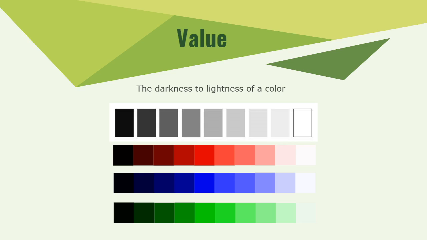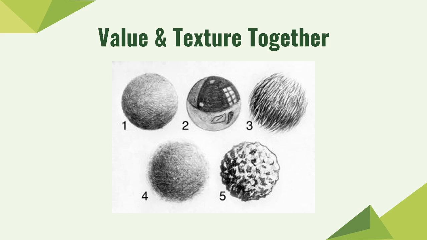And then we talked about value. This is one of the ones that I noticed in our reviews that we've had a harder time with. Value is the light to darkness of a color. You can see many different variations of value on this slide. Then we took a look at what it kind of looks like when those things work together.